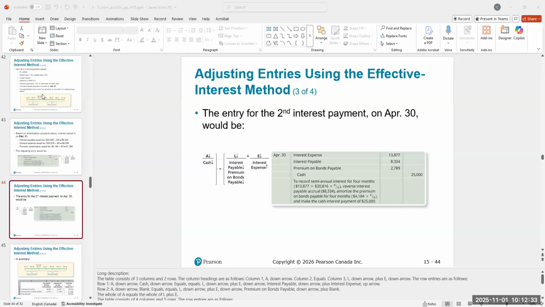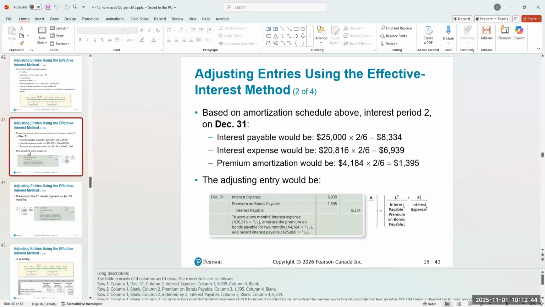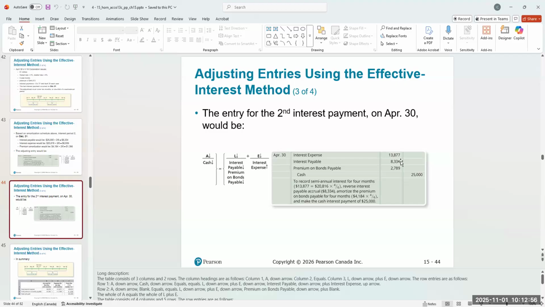Now here on our bonds, they're doing only 2 months. That's why I deviate a little bit from the slides. I make it 3, 3, they make it 2, 4. 2 out of 6 going on the interest expense, 2 out of 6 going on the premium, 2 out of 6 going on the interest payable. On the payment date, you're clearing the interest payable first, getting the interest expense 4 out of 6, premium on the bonds 4 out of 6, and the cash is 25. You're not changing the cash.